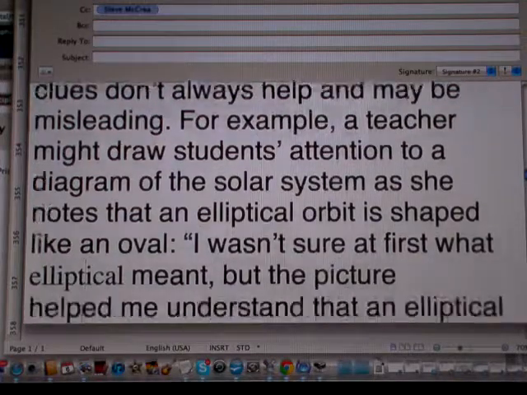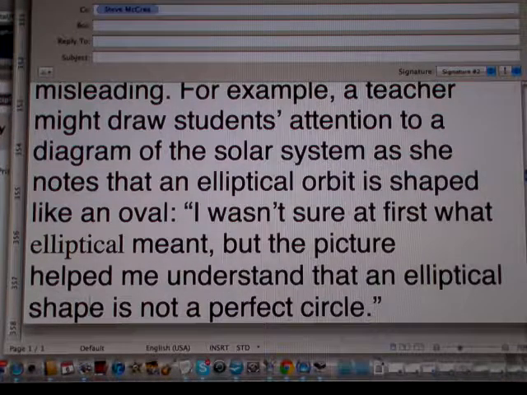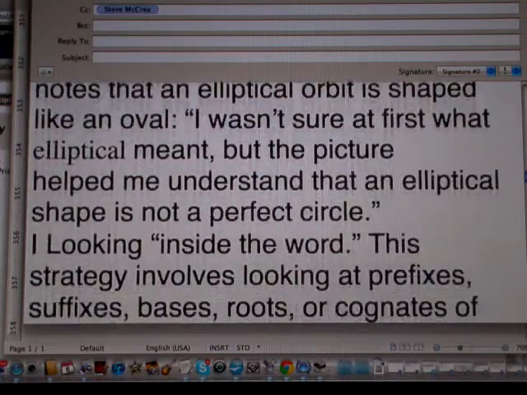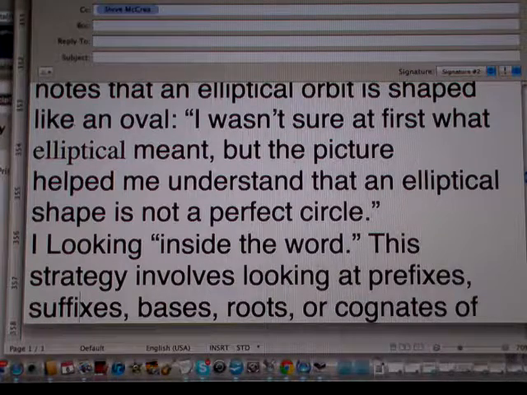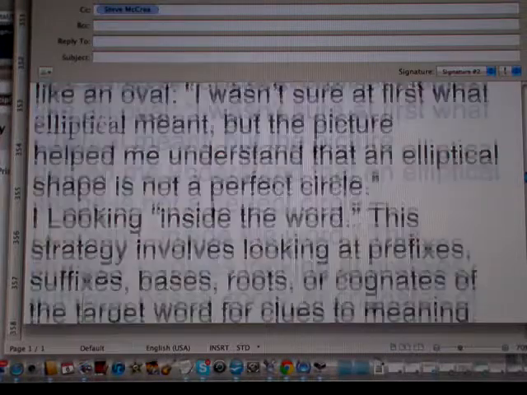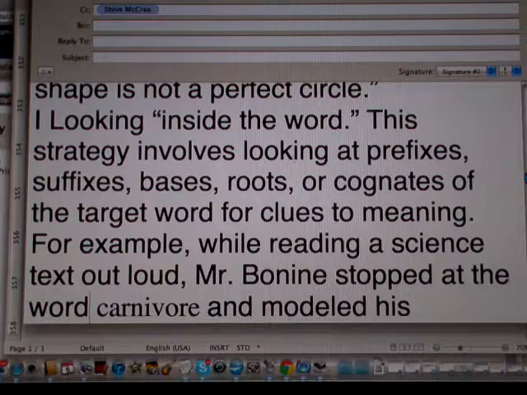For example, a teacher might draw a student's attention to a diagram of the solar system as she points out that an elliptical orbit is shaped like an oval. "I wasn't sure at first what elliptical meant, but the picture helped me understand that elliptical shape is not a perfect circle." Second strategy is looking inside the word.